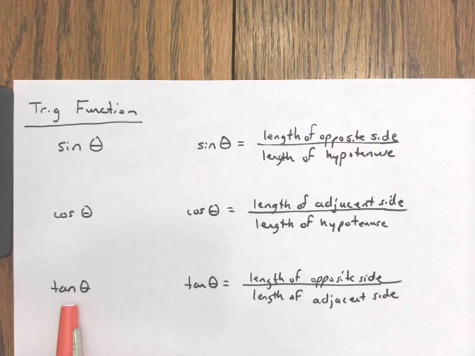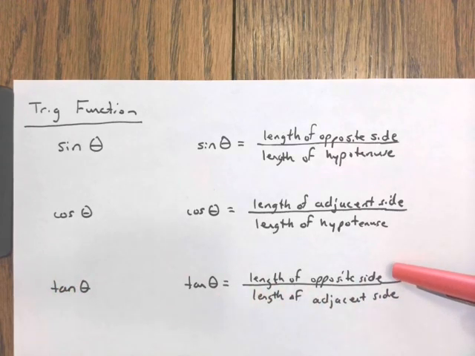And the last of the three main trigonometric functions is tangent, T-A-N-G-E-N-T, but again, we use the first three letters to abbreviate. So it's the tangent of theta here. And the tangent of theta is the length of the opposite side in our right triangle divided by the length of our adjacent side.